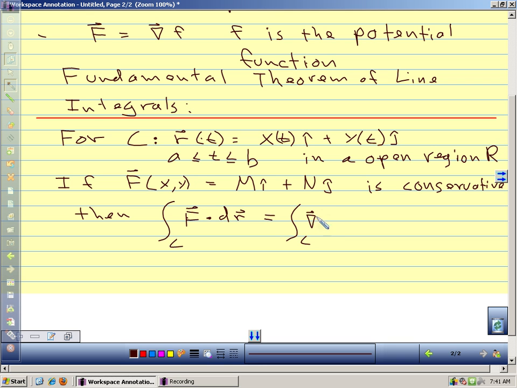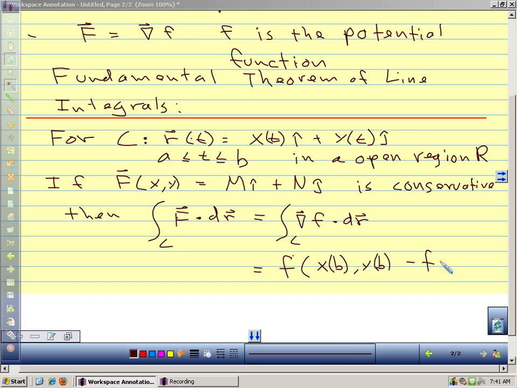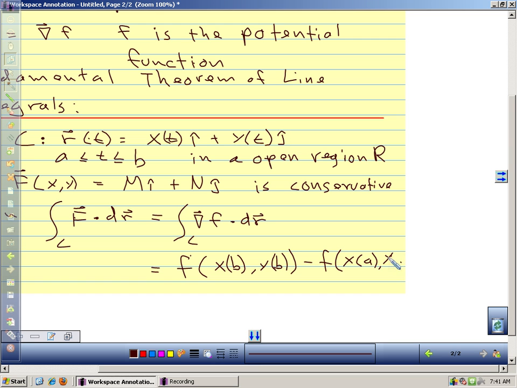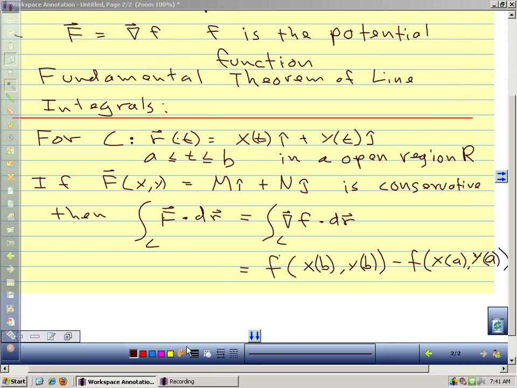And because this is a conservative field, we have a potential function. This equals f of x of b, y of b, minus f of x of a, y of a. And a couple more conditions. M and N are continuous.